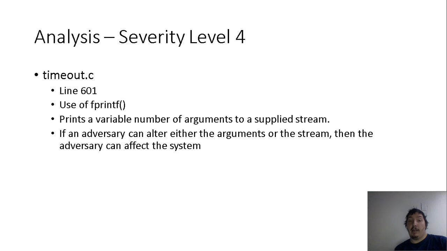Timeout.c, we're back at fprintf. And this one prints a variable number of arguments to a supplied stream. And again, if the adversary can alter either the arguments or the stream, then the adversary can exploit something and affect the system. The more specific wording from FaultFinder is exploit the system, but the effect is about the same. But like before, I really didn't see a way where this would happen. But then again, maybe I overlooked something. Hard to discount that.